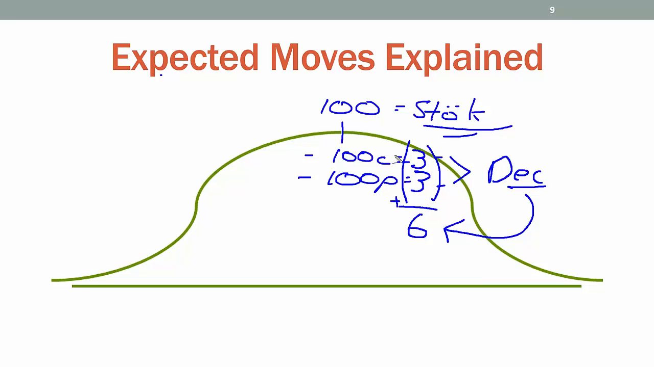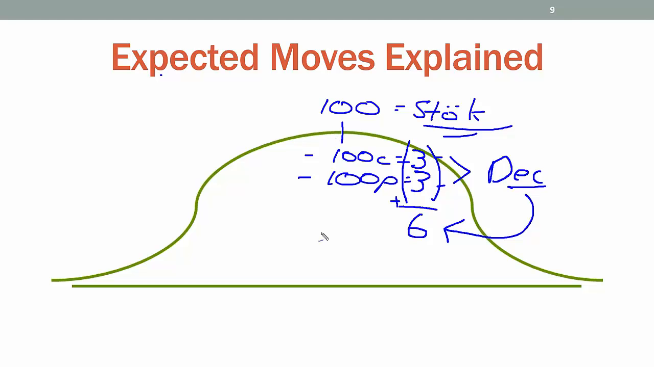Okay, ultimately because there's a marketplace that says, all right, well, I think the stock can move up at least $3. If the stock couldn't move up $3, then the 100 call wouldn't be trading for $3. And the 100 put's trading for $3. Why? Well, some people believe the stock could go down at least $3.